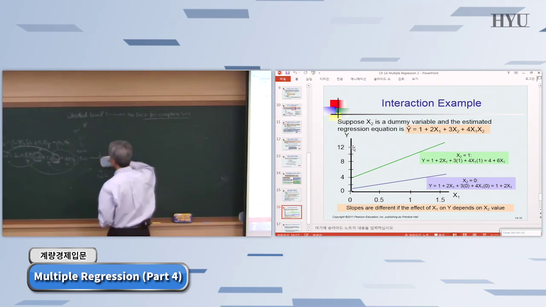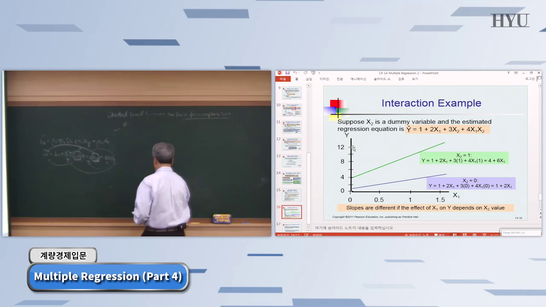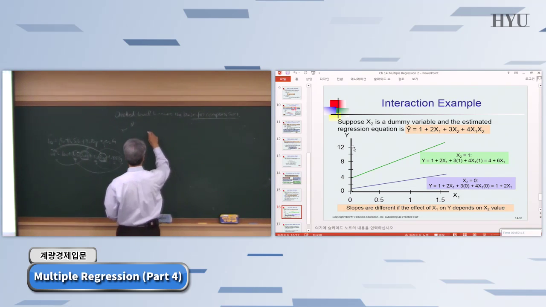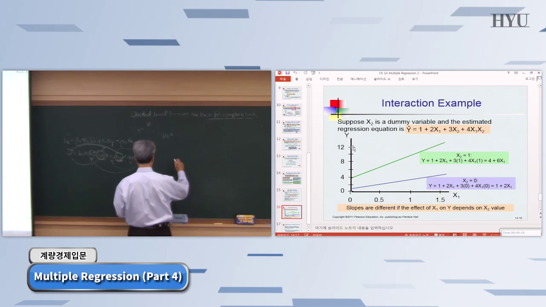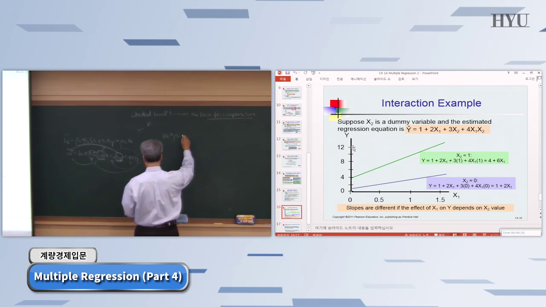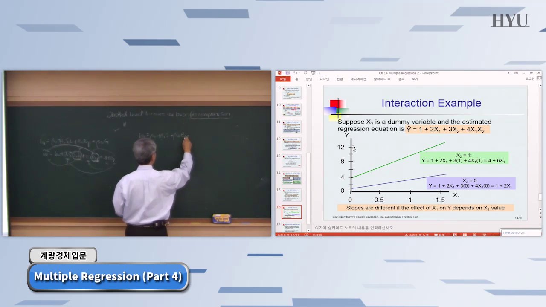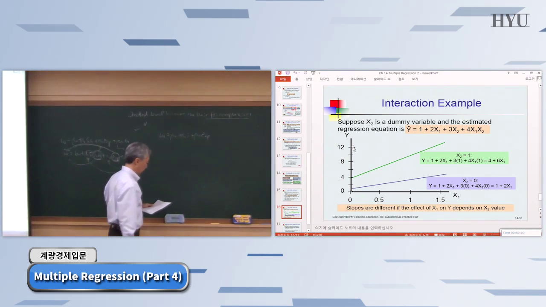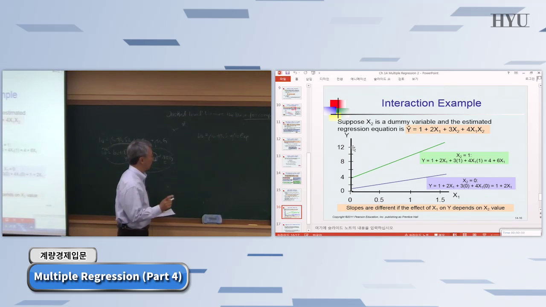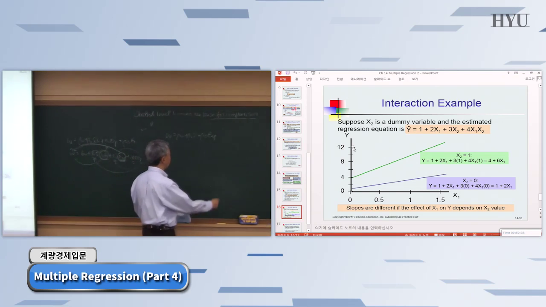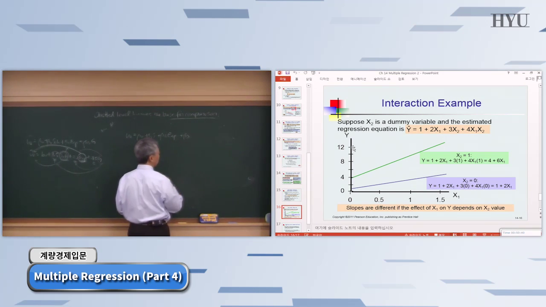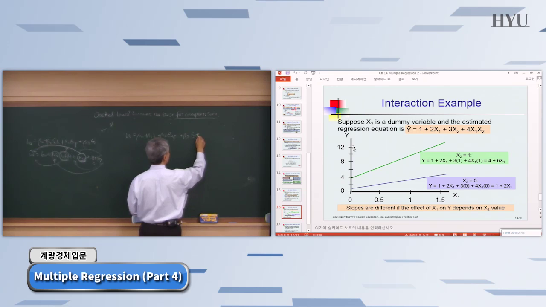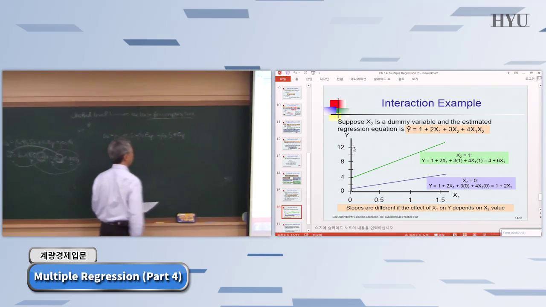So how it works is this. We have a model of, say, beta 0 plus beta 1 S plus beta 2 experience. And suppose you suspect interaction between S, schooling, and experience. Then you're going to include an interaction term, S times experience.